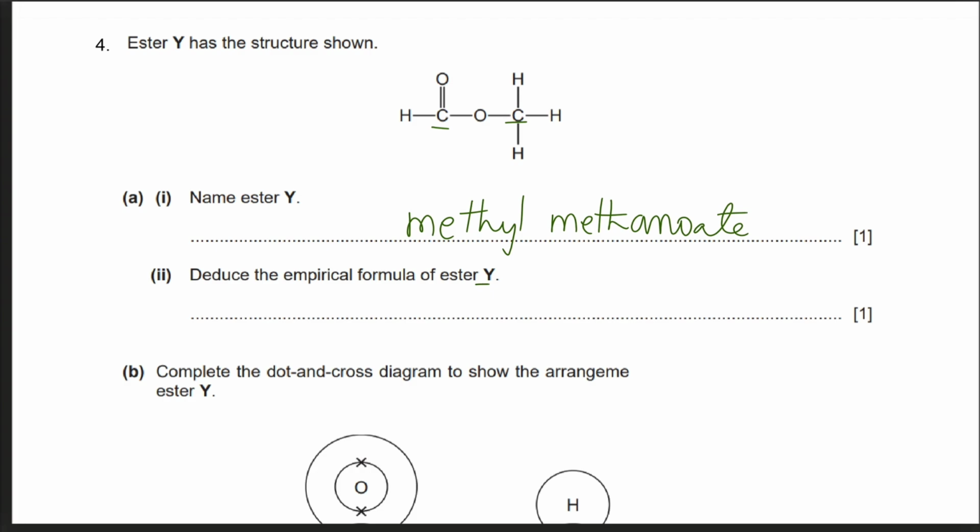Deduce the empirical formula of ester Y. First, let's write the molecular formula. Count the number of carbons: 2 carbons, 4 hydrogens and 2 oxygens. This is called the molecular formula. And the simplest whole number ratio of this is called the empirical formula, which is CH2O. So, this is the molecular formula and this is the empirical formula.